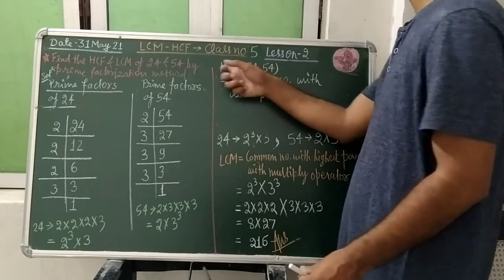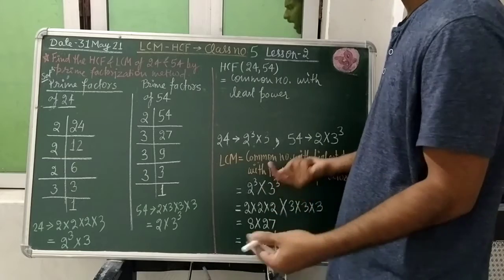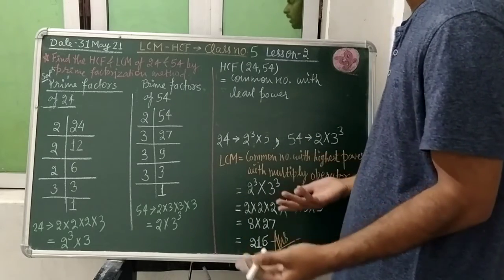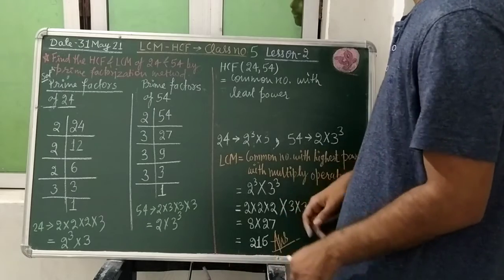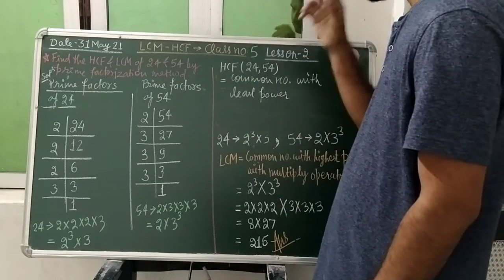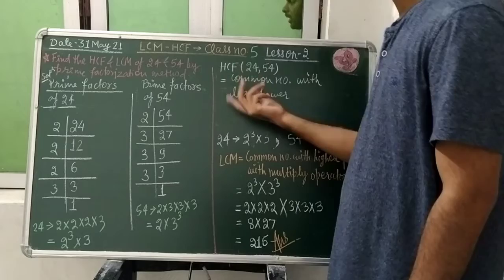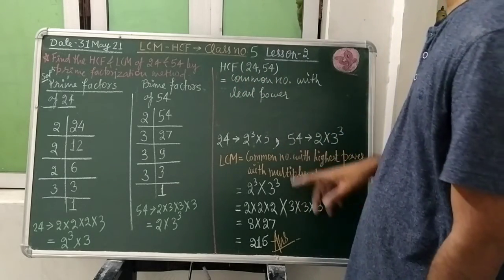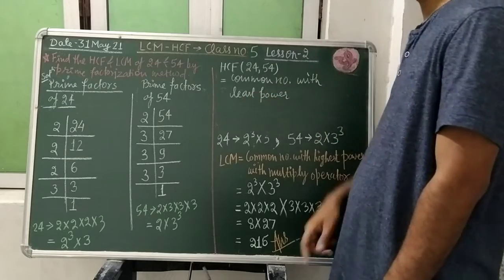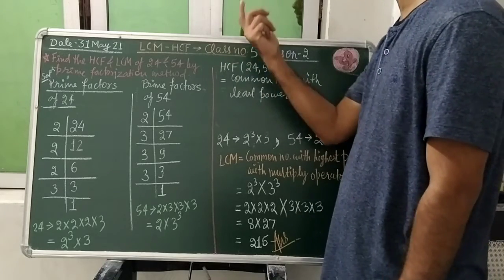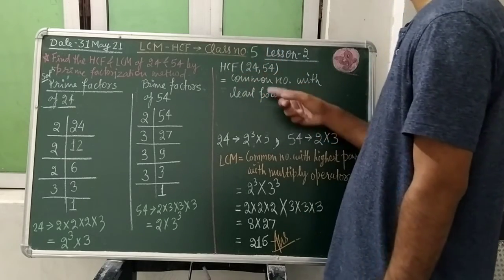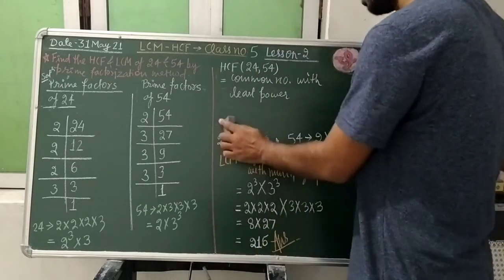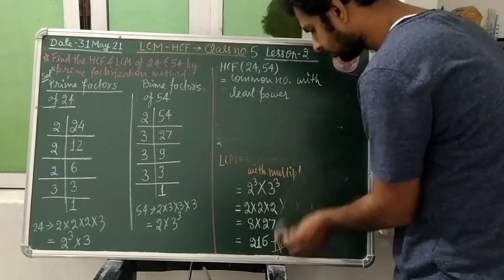And students, in HCF highest is present, highest common factor. So the opposite of highest is what? Lowest. So for HCF in the prime factorization method we will apply the rule common number with least power. HCF, highest common factor, so the rule will be common number with least power. So of course students, I am rubbing this all.